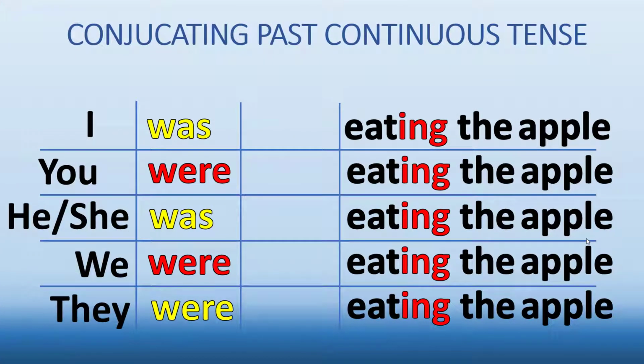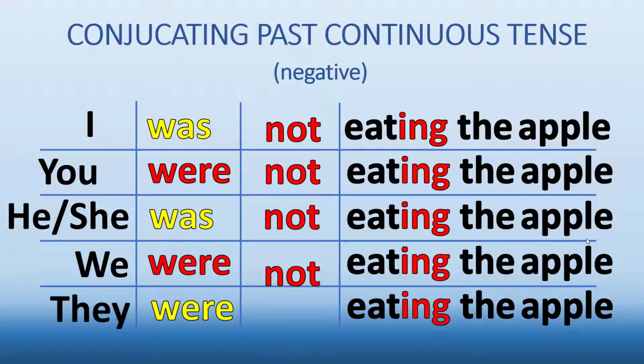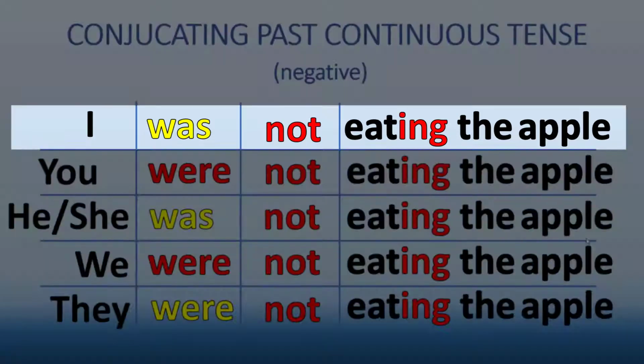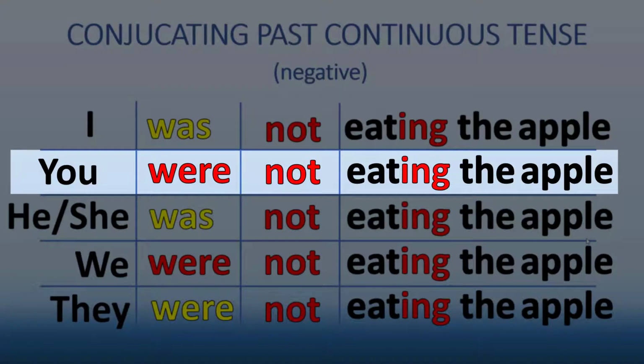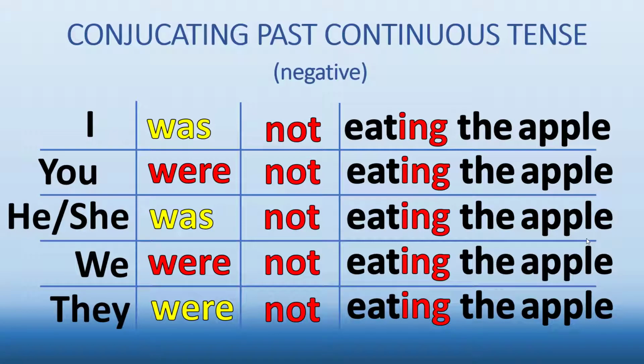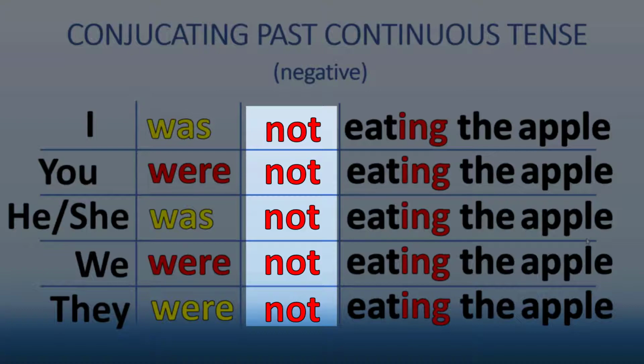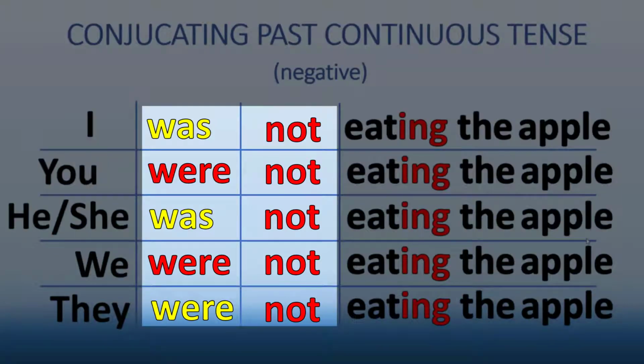Let's see through this table. This table is the same as we have just learned in affirmative sentences. Now to make it negative, we have to simply add not along with these auxiliary verbs. I was not eating the apple, you were not eating the apple, and so on. You have to add just not along with auxiliary verbs was or were.